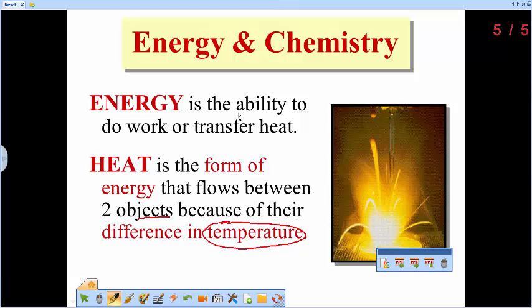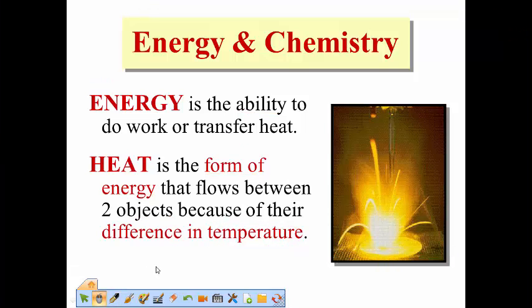So energy is the ability, okay, to do work or transfer heat. Remember, there are two forms of that energy, potential and kinetic. Heat itself is the form of energy, the kinetic energy, that flows between two objects when they have a difference in temperature. Heat cannot flow between two objects with similar temperatures.